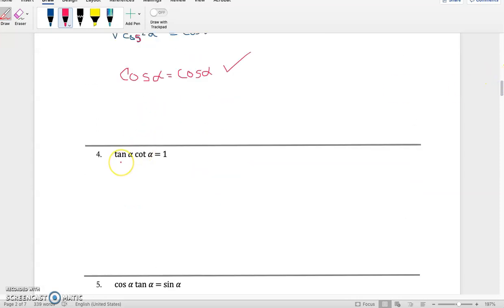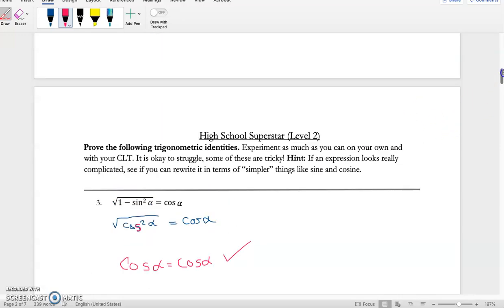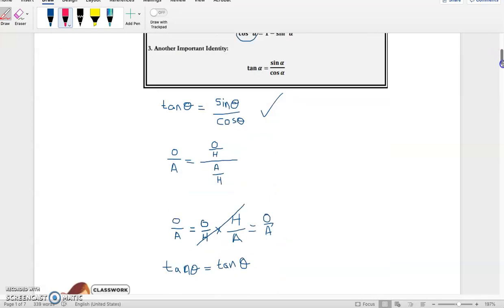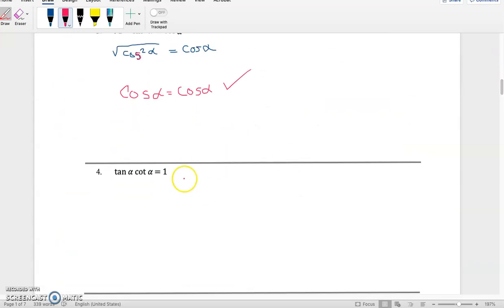It says tangent of alpha times the cotangent of alpha is equal to 1. Okay. Is there any fundamental trigonometric identity that we know of that will help us? So we're dealing with cotangent and tangent. And right here, the cotangent of alpha is equal to 1 over the tangent of alpha. So we might be able to prove some things here if we substitute.